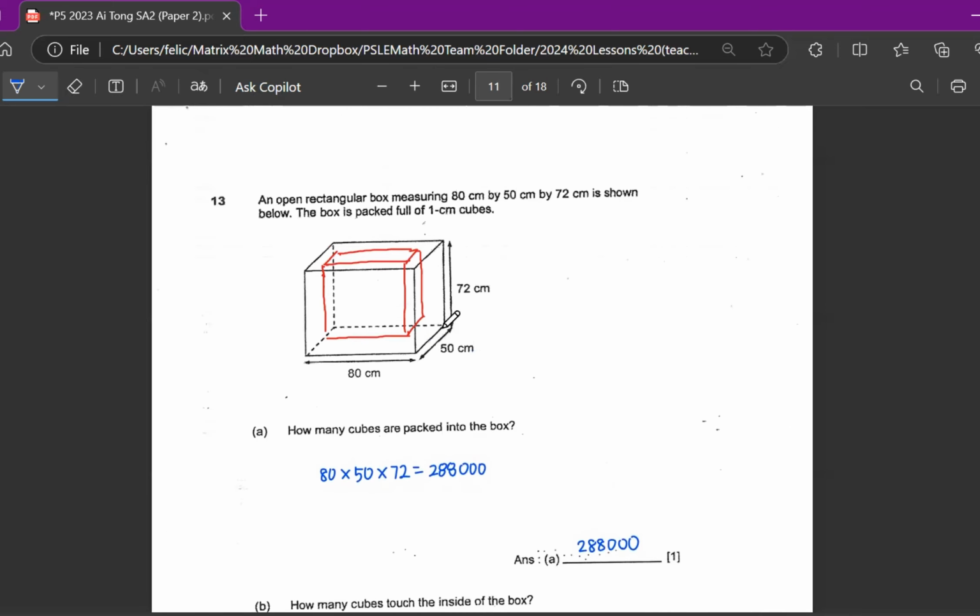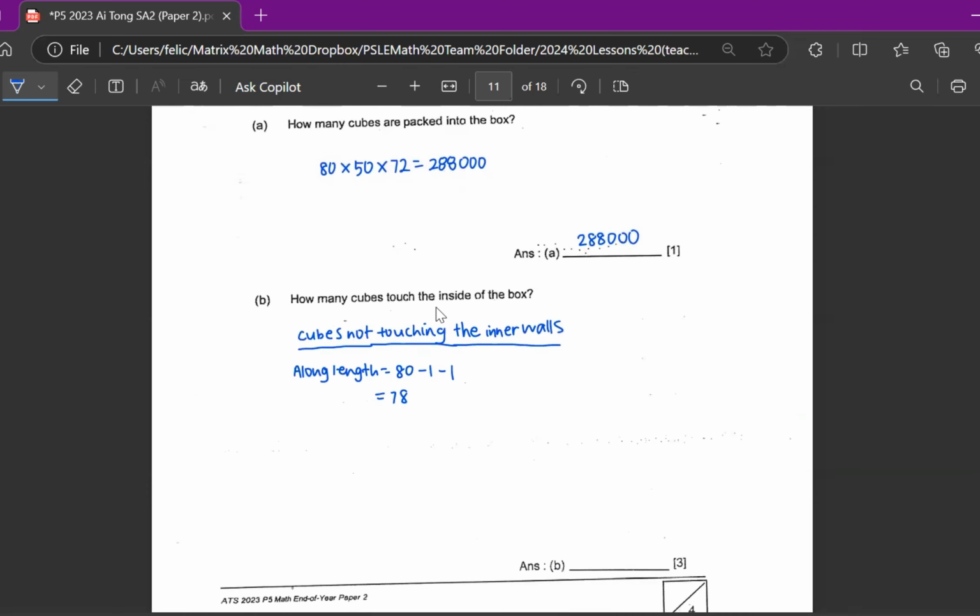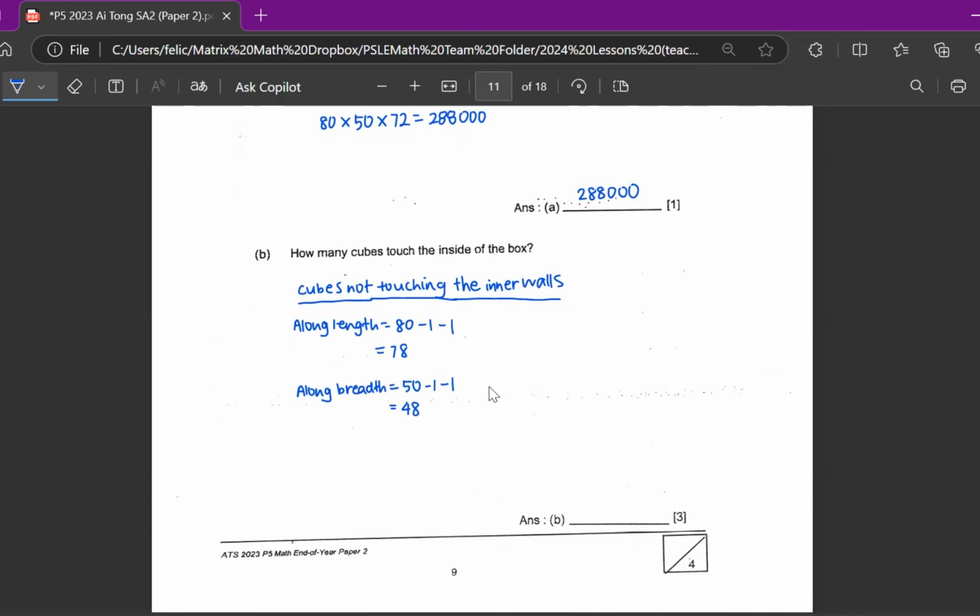We're going to do the same along the breadth. Again, same thing. One cube behind here, one cube in front here. Those cubes are touching the back and front walls, so you should remove them. Your 50 cubes, you minus one at the back and minus one at the front to find how many along the breadth are not touching the inner walls. That will be 48. We're going to do the same along the height. Let me just write that down first.